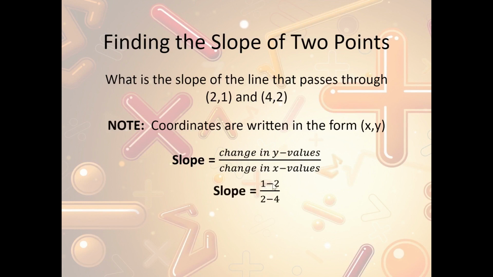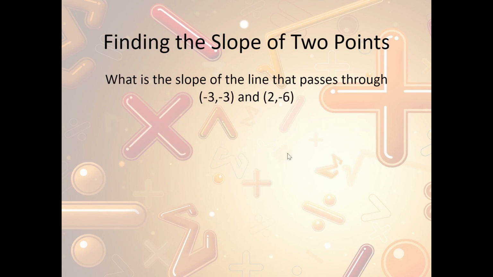Now when I do that, 1 minus 2 is -1, and 2 minus 4 is -2. And a negative divided by a negative just becomes a positive. So this is just 1/2. So my slope for that line that goes through those 2 points is 1/2. Let's look at another example.